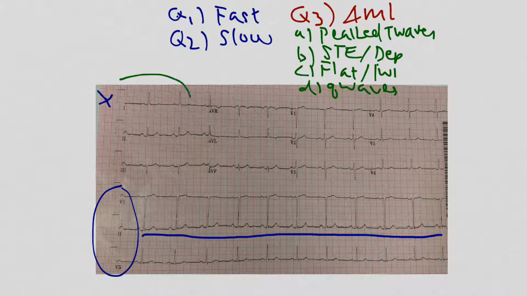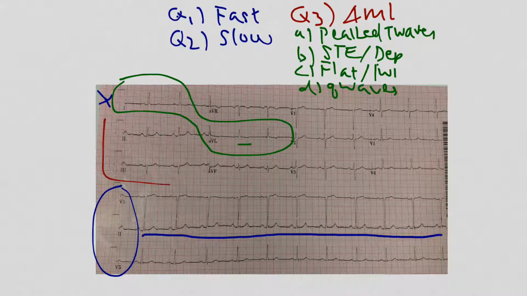So we're going to look at 1 and AVL first and ask ourselves, do we see any peaked T waves? Do we see any ST elevations or depressions? Do we see any flat or inverted T waves? Do we see any Q waves? Looking at these leads, you'll see that AVL does in fact have a T wave inversion, but 1 is fine, so it's only in 1 lead.